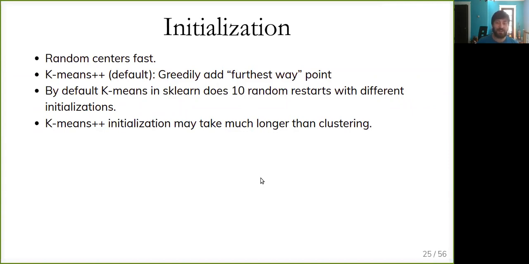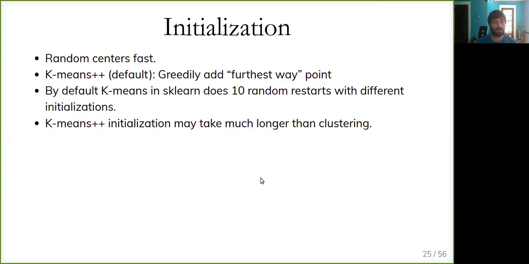The default in scikit-learn is called k-means++. K-means++ basically picks a point at random and then greedily adds the furthest away point from this cluster center. This often makes things converge much more quickly, particularly for toy data sets. I don't have a figure for this, but the idea is, you have your blobs, you pick a point, then you pick the point that's furthest away in your data. Then once you have these two, you again pick the point that's furthest away from these two, that would be over there. So you try to spread it out as much as possible throughout the data.